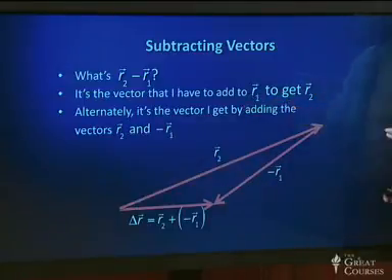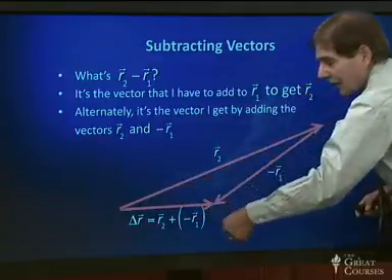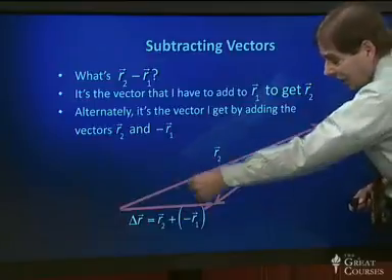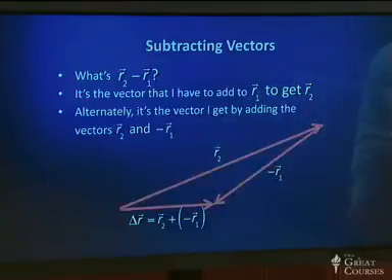Before it was up here, doesn't matter. Where a vector starts is not important. All that's important is the length of this vector and its direction, in this case horizontally to the right. So that's how we subtract vectors. That's vector arithmetic. So now let's talk about vectors in physics.